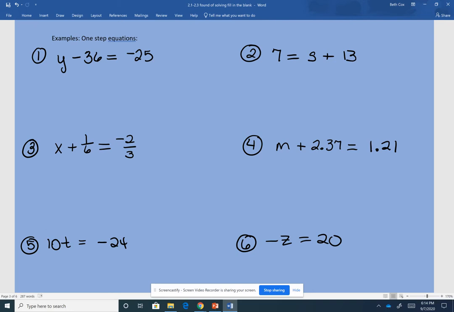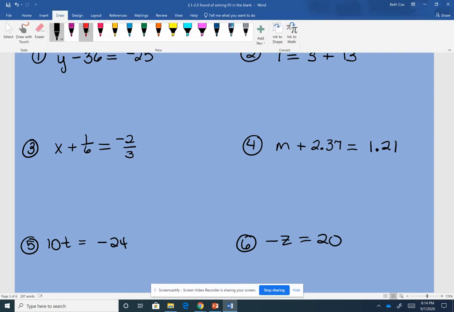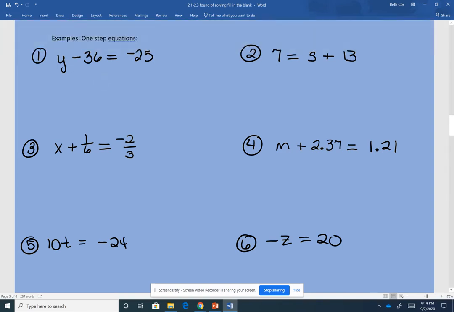So now remember the first thing that we talked about when it came to solving the equation is undoing what happened. So here we go. So first problem, y is my variable. What happened to y? Well, y had 36 taken away. So we're going to undo, subtract 36. We're going to add 36. So I'm going to add 36 to this side of my equation.